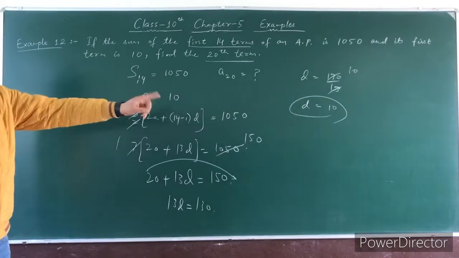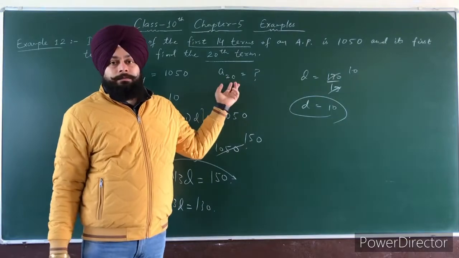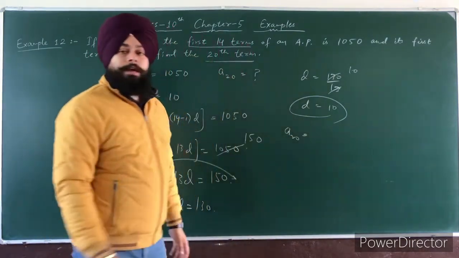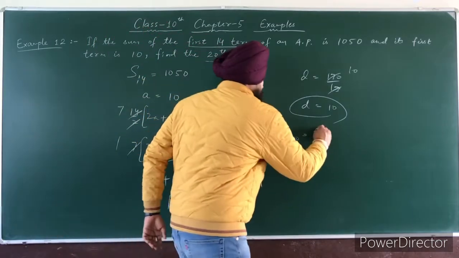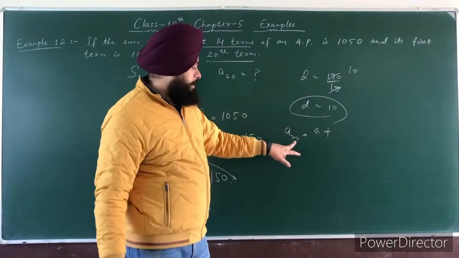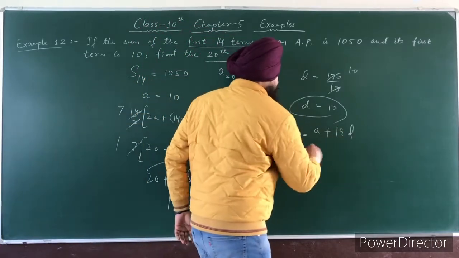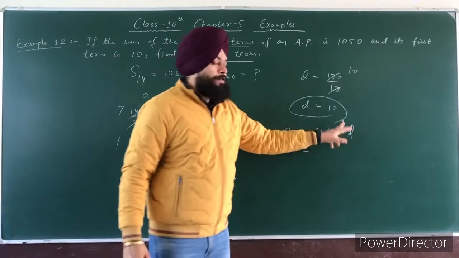So common difference is 10 and the first term is 10. So now you can easily find the 20th term. So a20. What is the formula of an? It is a plus n minus 1 into d. a plus n minus 1. So value of n is here 20 and 20 minus 1 is 19. Now put the value of a and d. a is here 10 and d is also 10.